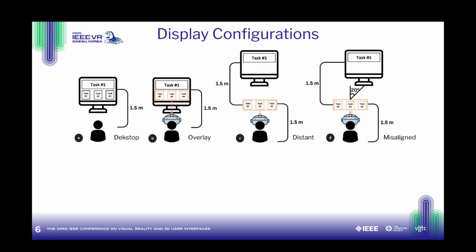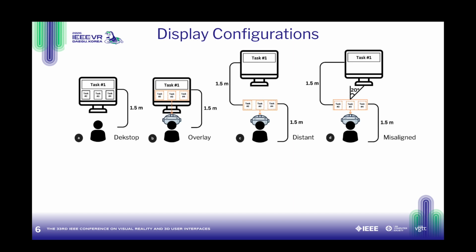The first display configuration is called desktop, where all 4 tasks are on a desktop monitor at 1.5 meters from the user. The second one is overlay, where 3 tasks are moved to the virtual display on an OST HMD, with the same appearance and control method, but 1 task still remains on the physical display. The physical and virtual displays are at the same distance from the user, but there is still context switching and a small focal plane switch of about 0.8 meters.